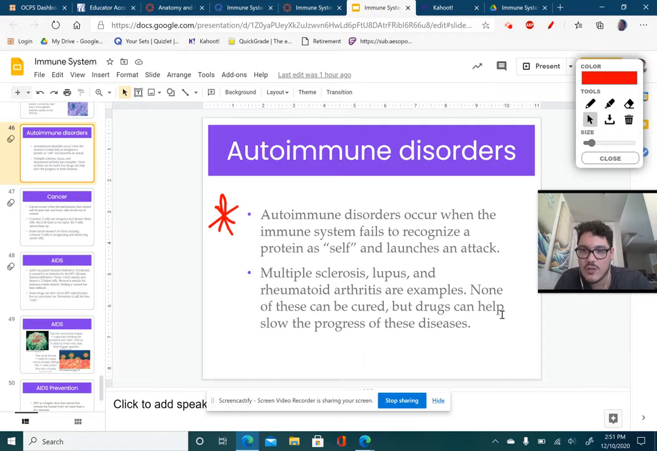None of these can be cured, but drugs can help slow the progression of these diseases. So autoimmune diseases are so difficult to work with because they hijack your immune system. It's hard to cure something like that. You instead have to take medication to try to sustain it and try to live with it.